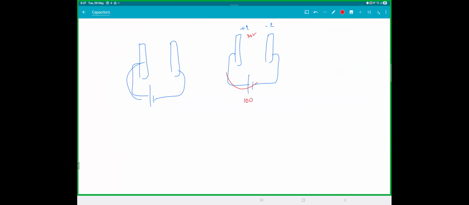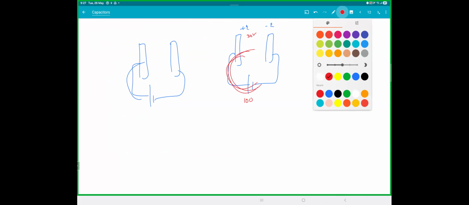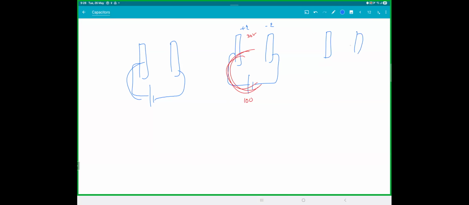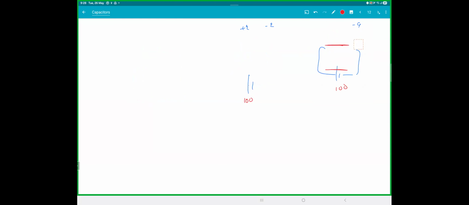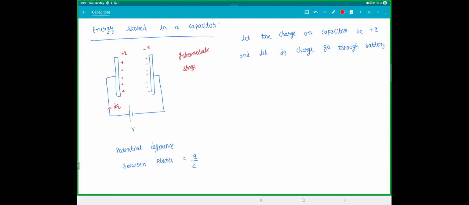Now, because the battery is stronger, it will push more charge. Eventually, you will get some plus Q and minus Q. The battery is giving 100. These guys are also giving 100. Now they become equal. At this point, you reach a steady state. Isn't that the story? As you're giving more and more charge, the plates will get a potential difference. They start fighting with the battery. So we have taken an intermediate stage. As the battery pumps more and more charge, the potential difference will increase more and more.